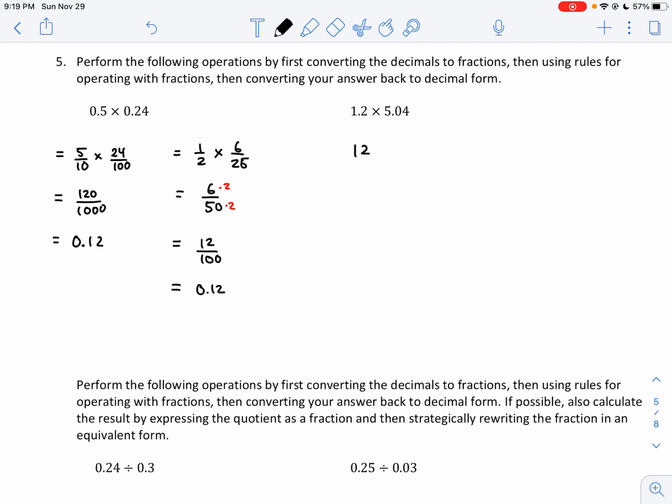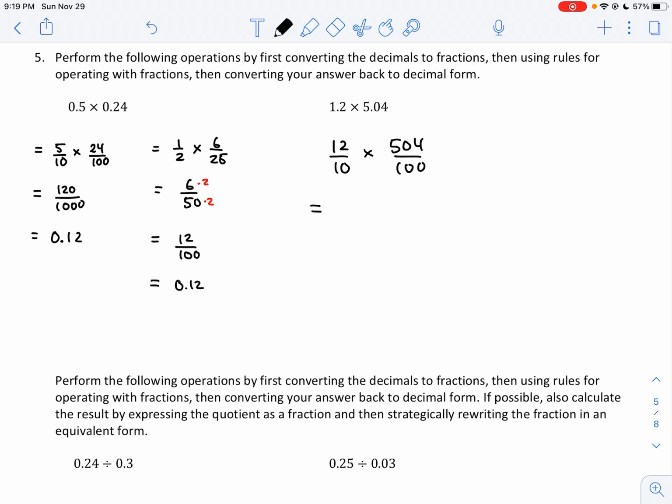Okay, so 1.2 times 5.04. So 1.2 is the same thing as 12 tenths. We're going to multiply that with 5.04, which is the same thing as 504 hundredths. So now we just have to multiply 12 and 504. So that's going to take a little bit of work here. I'm going to do that work over here on the side, or we can just use a calculator. But if we're doing all this by hand, you'd have to reduce these fractions anyhow. Let's do 12 times 504.